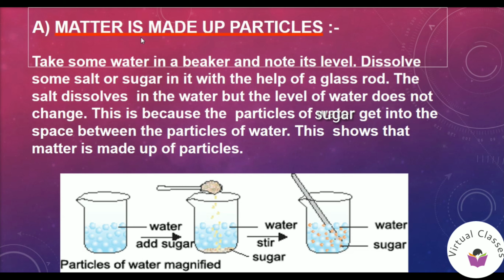First property is matter is made up of particles. So let's take some water in a beaker and note its level. Dissolve some salt or sugar in it with the help of a glass rod. The salt dissolves in water, but the level of water does not change. This is because particles of sugar get into the space between the particles of water. This shows that matter is made up of particles.